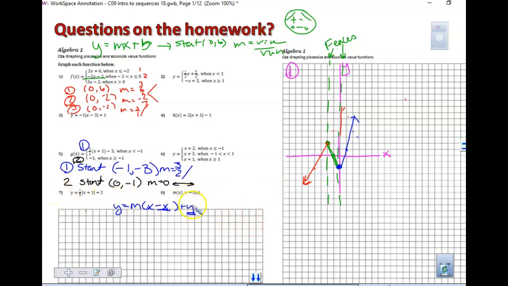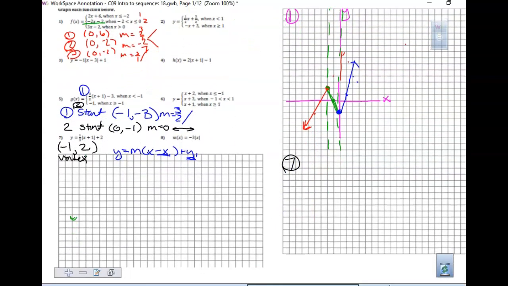So number 7, let's just take a look at number 7. The first thing in number 7, I would say, what is your start point? Start point in number 7 is going to be, or our vertex is at -1, 2. Is my V going up or down in number 7? Would you say up or down as I look at it? Anyone? Should be going up, right? It was positive, right? So I'm going to go to -1, 2. It's going up. So I know that I have a V shape going up.